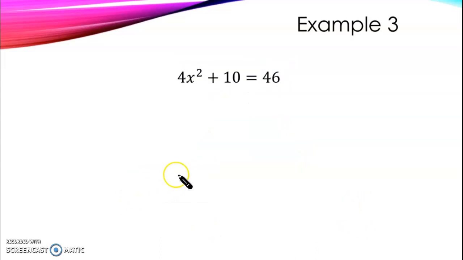We'll do one last example, and we need to, in this case, get rid of 3 different values. The 4, the square, and the plus 10. And generally speaking, you just want to get rid of the things that are farthest away from x first as a sort of rule of thumb. And I want to get rid of this addition of 10 by doing the opposite, which would be subtracting 10 from both sides. And we'll end up with 4x squared on the left and 36 on the right.